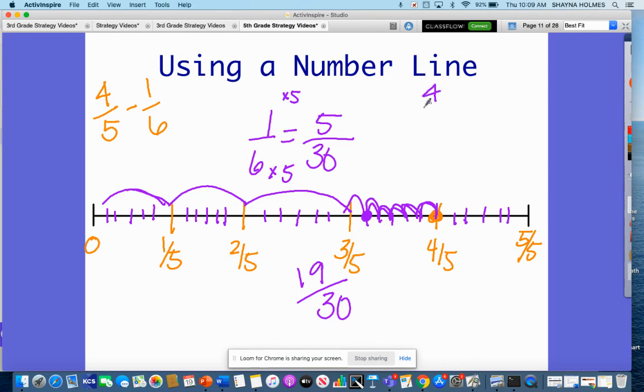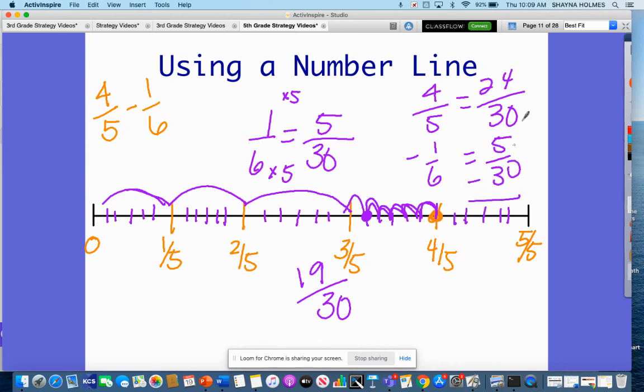So another way to look at that is if I have 4/5, and 4/5 is equal to 24 over 30, and I want to take 1/6 away, and we said 1/6 was equal to 5/30, 24 minus 5 is 19 30ths. So there is our answer, using a number line to add and subtract fractions with unlike denominators. That's the end of today's math strategy video.